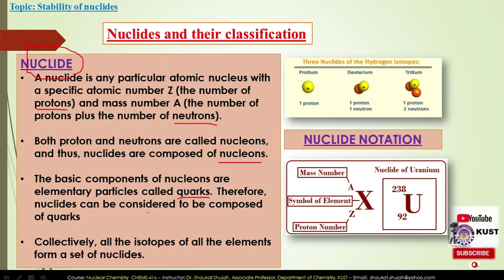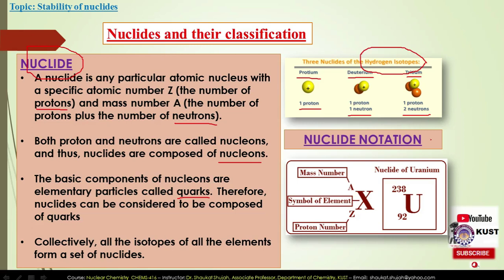Now, collectively, all the isotopes of all the elements form a set of nuclides. For example, hydrogen has 3 isotopes. The nuclide of protium contain 1 proton. The nuclide of deuterium contain 1 proton and 1 neutron, whereas the nuclide of tritium contain 1 proton and 2 neutrons.